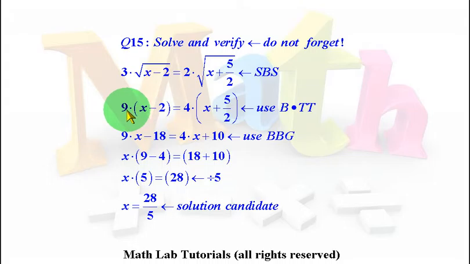On the left, this expands as 9 dot x minus 18. There we go. On the right, this expands as 4x. There it is. And 4 dot 5 over 2. 4 divided by 2 is 2. And 2 times 5 is 10. And we get a 10.